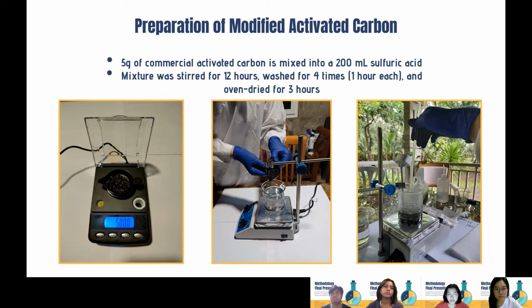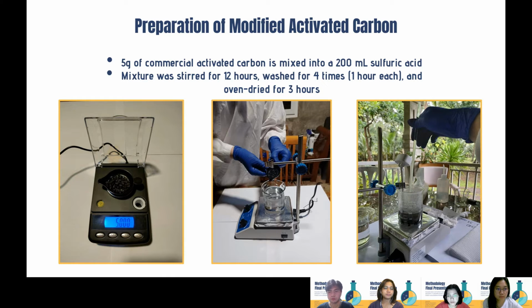For the modification of the activated carbon, we weighed 5 grams of commercial granulated activated carbon in a 250 milliliter beaker in an analytical balance. Then it was mixed in a 200 milliliter sulfuric acid solution at 30 degrees Celsius. The mixture was stirred for 12 hours at a constant agitation speed of 250 rpm. After 12 hours, we filtered the mixture and the acid-treated activated carbon was collected.